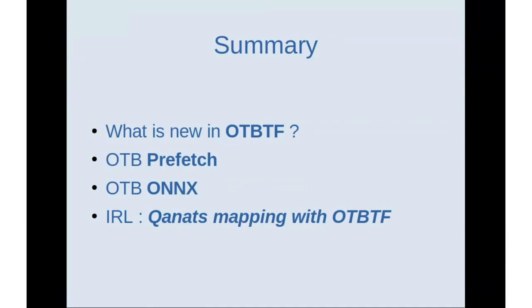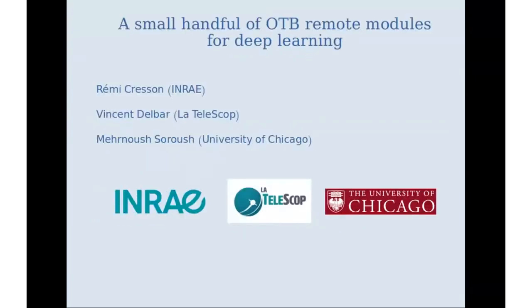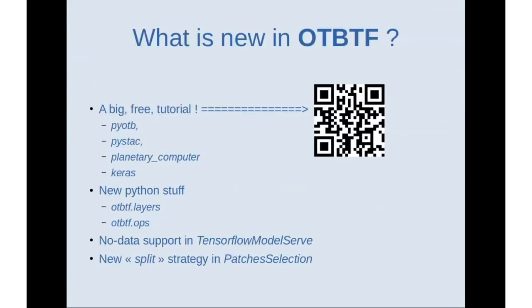So we'll start with OTBTF. After that, I will explain what OTB prefetch is and why it is used, and it can be used not only in deep learning. And finally, I will talk about OTB Onyx, which is very useful when you want to use other deep learning frameworks than TensorFlow, because it can use a lot of deep learning frameworks.